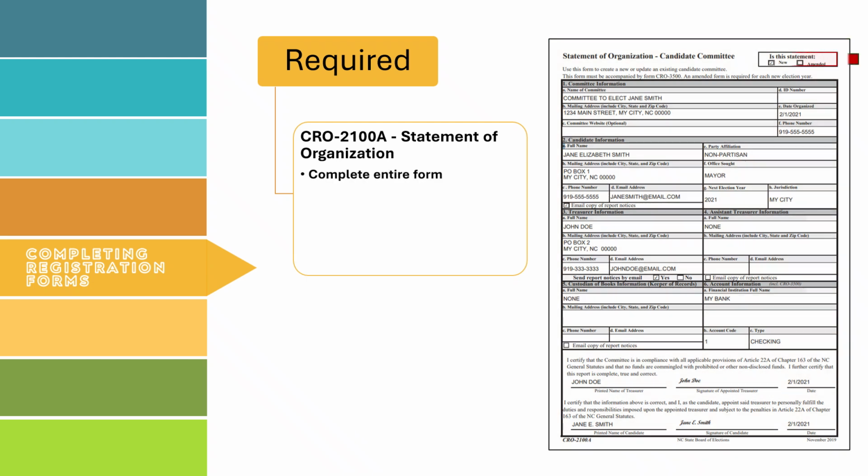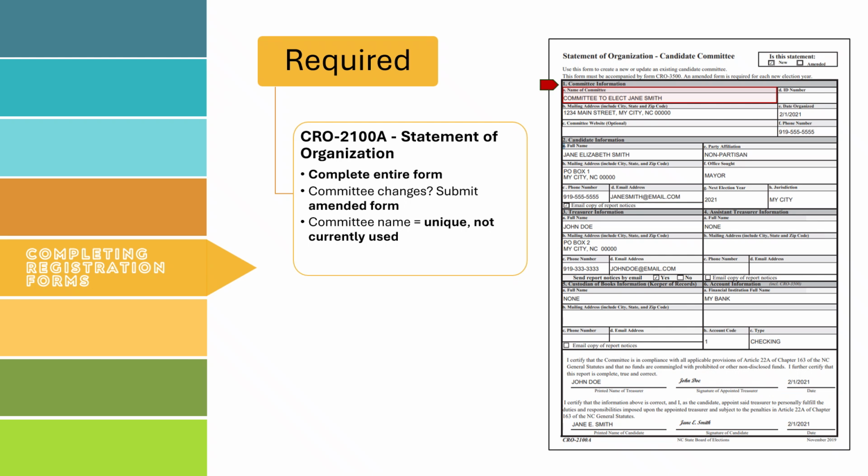First, you will mark that the form is either new or amended. The first time you fill this form out, you will check New. But if your committee's information changes at any time, you must submit an amended CRO 2100A. Then you'll move to Section 1, which asks for committee information, including your committee's name and contact information.